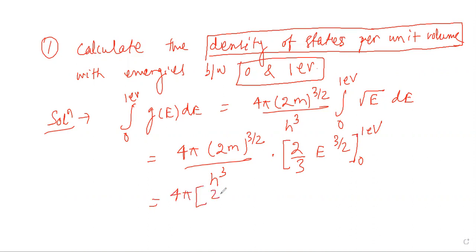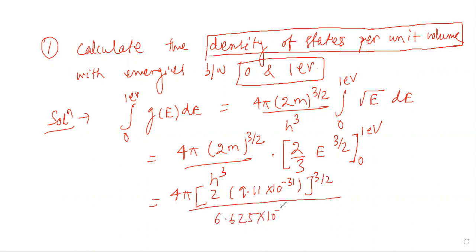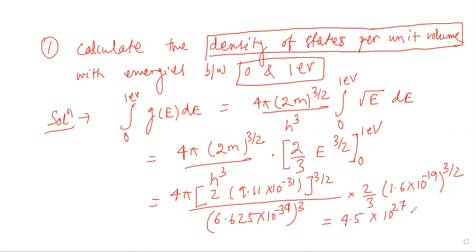Here, 2m, where m is 9.11 into 10 to the power minus 31 kg, the mass of the electron, to the power 3 by 2. Then substitute the value of h as 6.625 into 10 to the power minus 34 joule second, cubed, and then you have 2 by 3 times 1 electron volt to the power 3 by 2. At the lower limit it is 0, so just substitute 1 electron volt, which is 1.6 into 10 to the power minus 19. If you calculate this, it will give you 4.5 times 10 to the power 27 per meter cube.